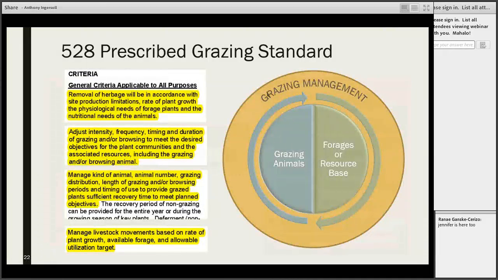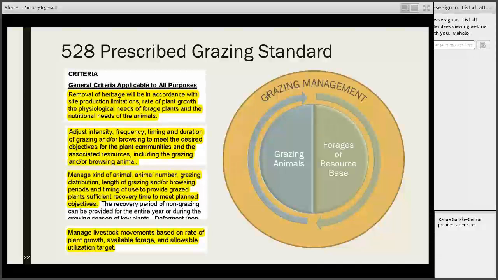The general criteria for 528 includes these things. Removal of herbage, so removal of plant matter, will be in accordance with site production limitations, rate of plant growth, the physiological needs of forage plants, and the nutritional needs of animals. Okay, so removal of vegetation in accordance with site production limitations, rate of plant growth. This kind of sounds like we're talking about balancing the forage production and what's being taken out in the forage demand, right? Forage animal balance.